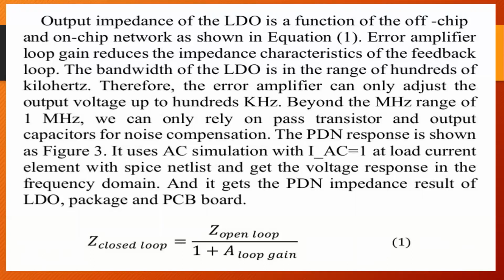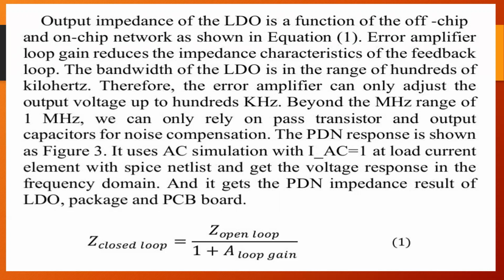Output impedance of the LDO is a function of the off-chip and on-chip network, as shown in equation 1. The error amplifier loop gain reduces the impedance characteristics of the feedback loop. The bandwidth of the LDO is in the range of hundreds of kilohertz. Therefore, the error amplifier can only adjust the output voltage up to hundreds of kilohertz. Beyond the range of 1 megahertz, we rely on the pass transistor and output capacitor for noise compensation. The PDN response is shown in figure 3.